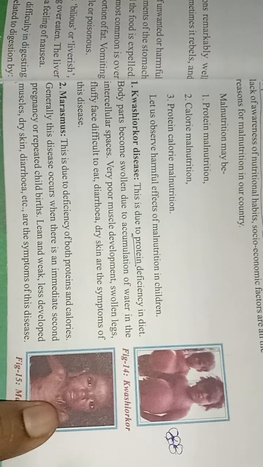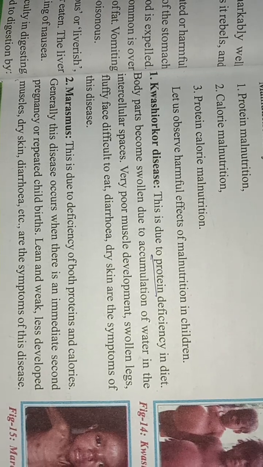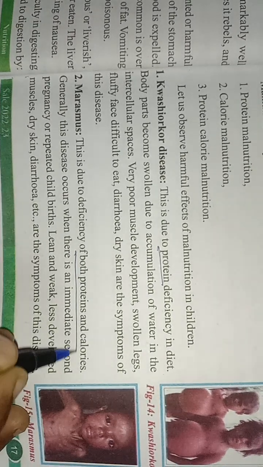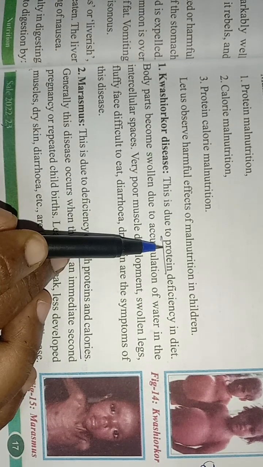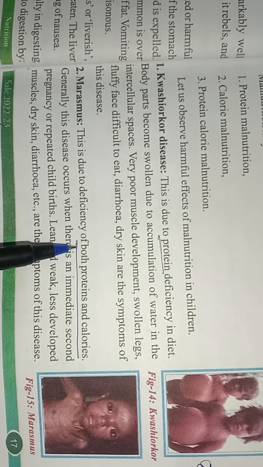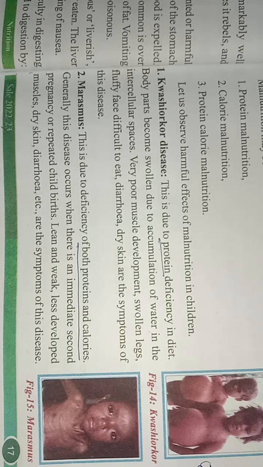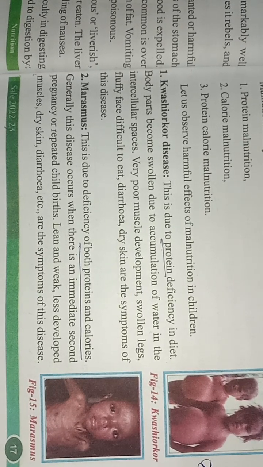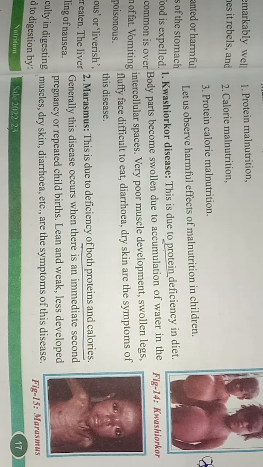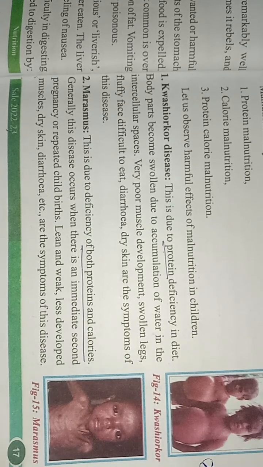Next, one more disease is marasmus. This is due to deficiency of both protein and calorie. Before, in kwashiorkor, it was only protein deficiency. Marasmus is because of both protein and calorie deficiency. Generally, this disease occurs when there is an immediate second pregnancy or repeated childbirth. What are the symptoms? Lean and weak, less developed muscles, dry skin, diarrhea are the symptoms of this disease.